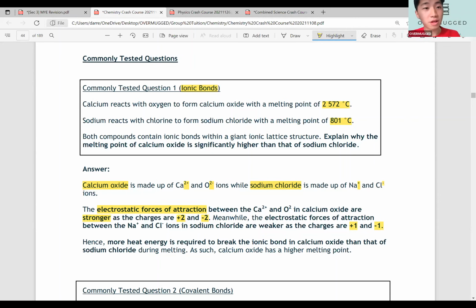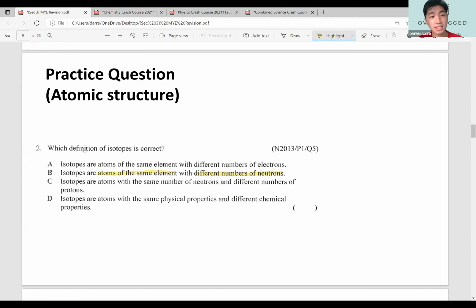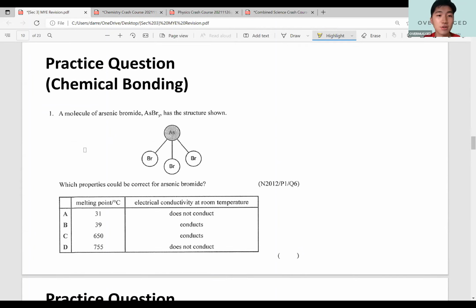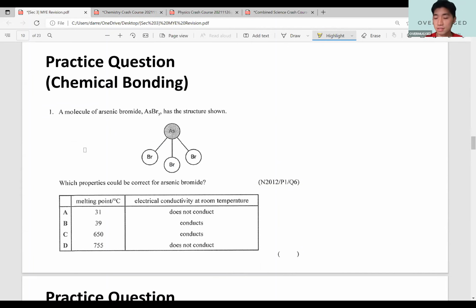Now, let's try another 3 questions real quick. Then I'll move on to physics already. So first question, let's take a look at this. I'll give you all maybe 20 seconds to browse through and I'll explain what's the correct answer.